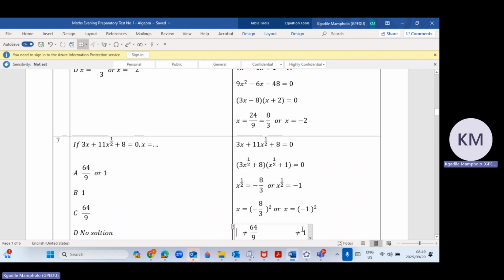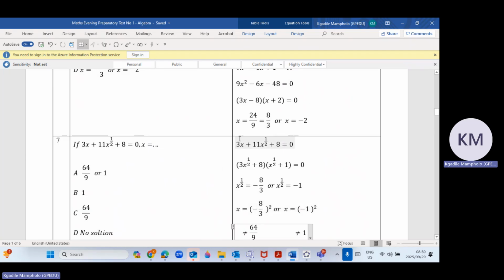So you just substitute into the quadratic formula as you did in the previous questions. So then you say x to the power half will be negative 8 over 3, or x to the power half will be negative 1. So we know that when you remove the exponent of half on one side, you put its multiplicative inverse on the right, which is 2. Then you square both sides. Then you get 64 over 9 and 1.